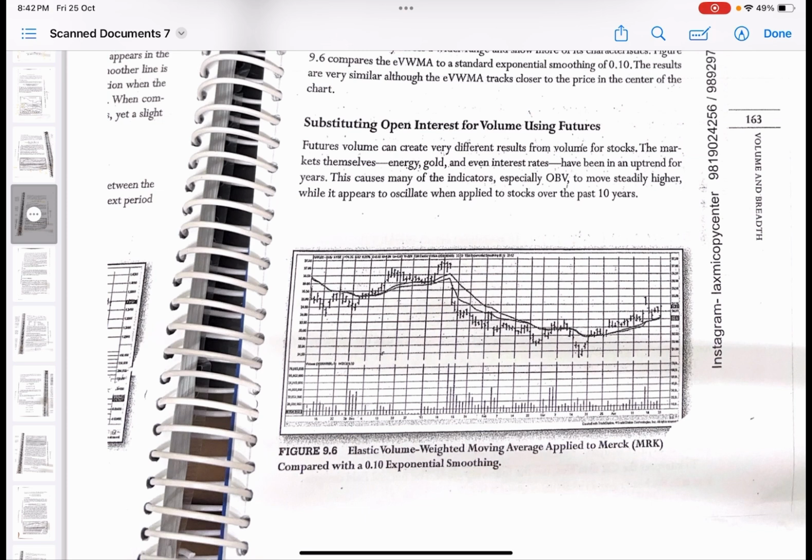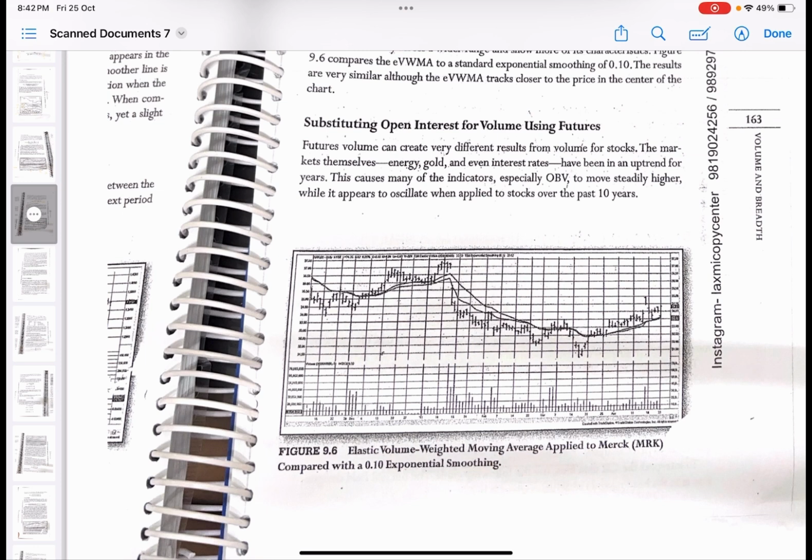So that's why I'm saying that when you check the volume of the future and if you check the volume of the stock, there can be a difference between the two. They market themselves. For example, we have energy, gold, and even interest rates, and these have been in uptrend for years. This causes many of the indicators, especially OBV, to move steadily higher, while it appears to oscillate when applied to stock over the past 10 years.